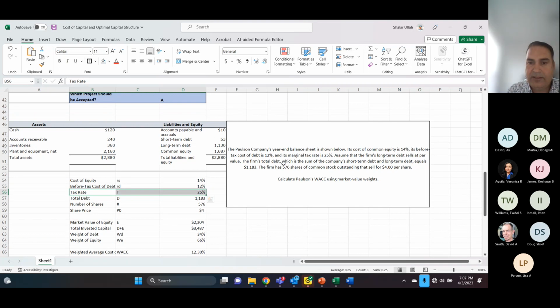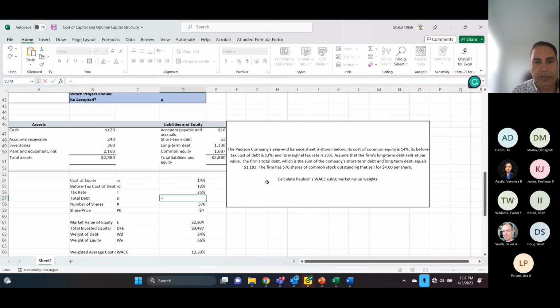They tell us that the company's short-term and long-term debt is 1,183. We can simply use that, or we can take that information from the given balance sheet. So right here, we know the total debt should be equal to the long-term debt, which is 1,130, plus the short-term debt, which is 53.